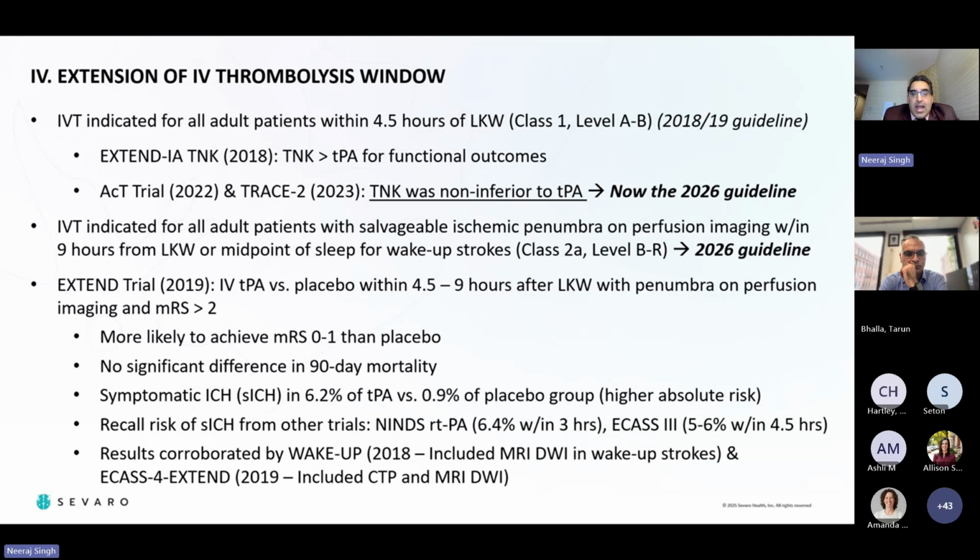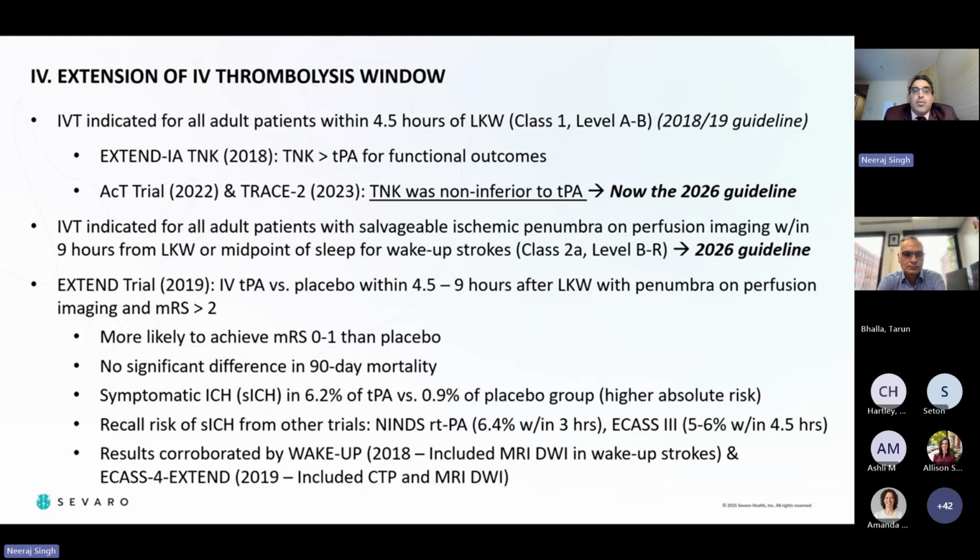If you look at the actual absolute numbers, there was a numerical increase in mortality, but statistically it was not considered significantly greater. Now, what's notable is that symptomatic intracranial hemorrhage was seen in 6.2% of patients who got TPA versus 0.9% who got the placebo. So there is a higher absolute risk.